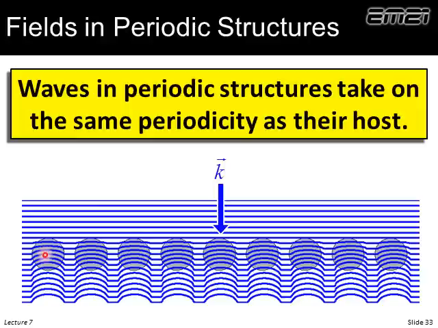So notice these repeat, on my screen it's about every inch. Well, the pattern of the field repeats about every inch. That doesn't mean if these are heart-shaped, we're gonna see a heart in the electric field. It just means the symmetry is the same. So we're repeating every inch, and the field would repeat every inch. The waves in periodic structures take on the same periodicity as the structure that they're in.